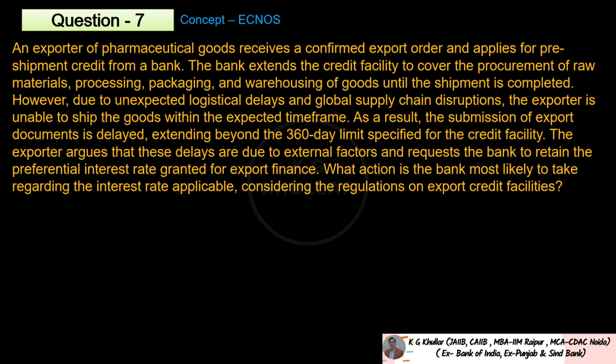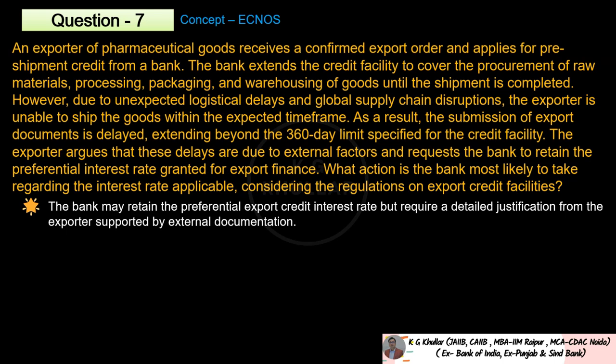As a result, the submission of export documents is delayed, extending beyond the 360-day limit specified for the credit facility. The exporter argues that these delays are due to external factors and requests the bank to retain the preferential interest rate granted for export finance. What action is the bank most likely to take regarding the interest rate application considering the regulations on export credit facilities?